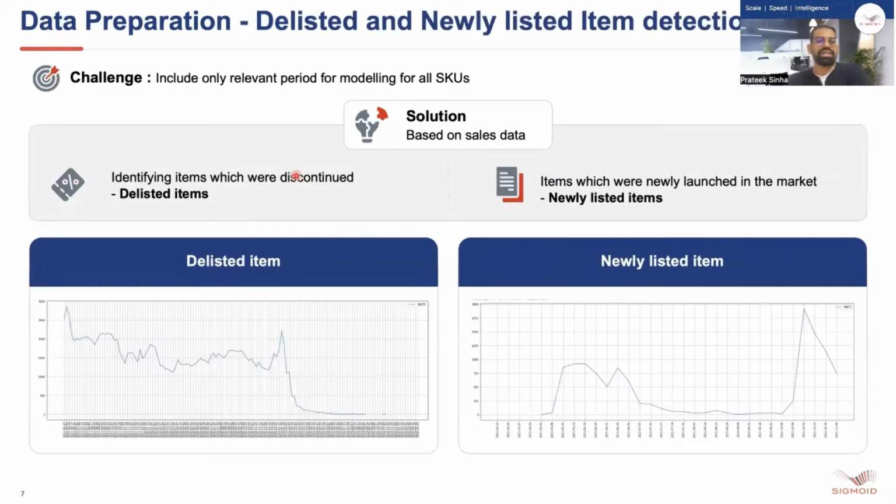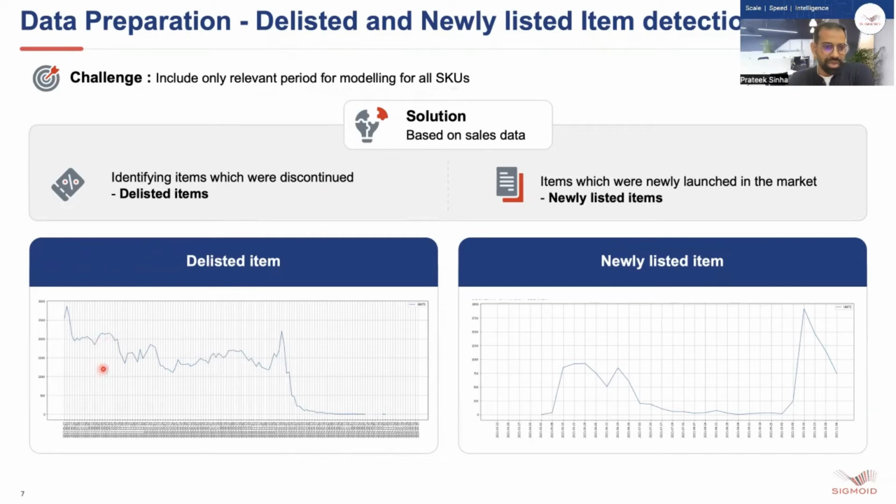Next, let us discuss in detail each of the steps of data preparation and modeling. So the first step is delisted and newly listed item detection. Here, the challenge was that we wanted to include only relevant period for modeling for all SKUs.